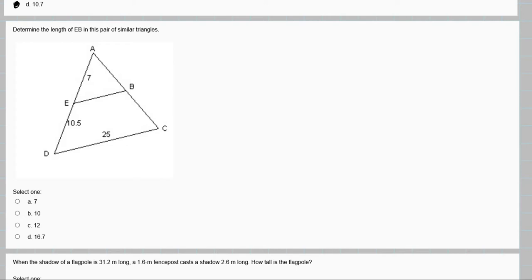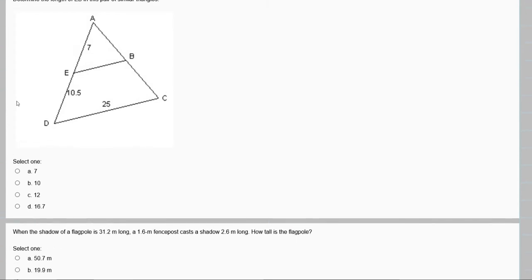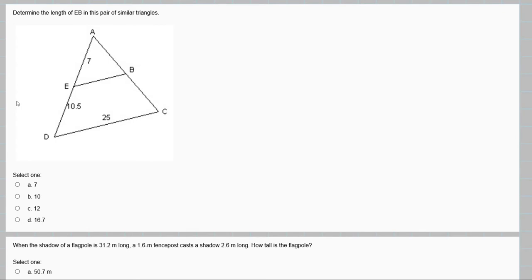Okay, here's the fourth video. These are in little chunks, mostly because I get interrupted halfway through. But here we're determining the length of EB. EB is from there to there in this pair of similar triangles. So EB and DC are related, as are AE and AD.